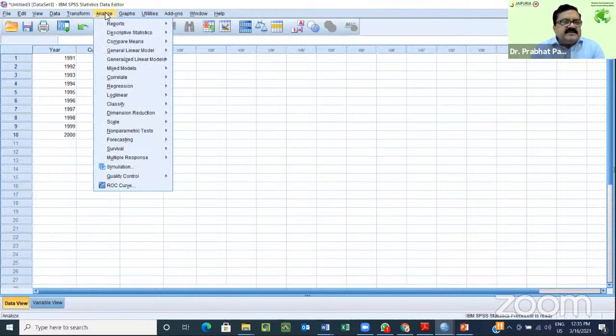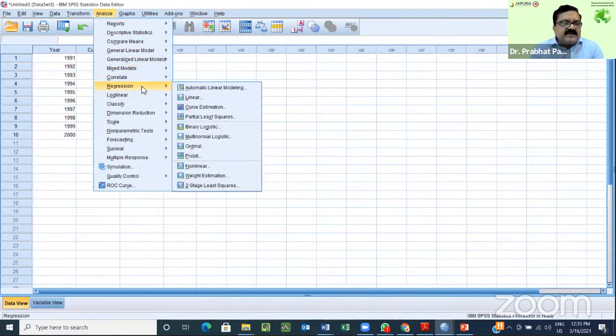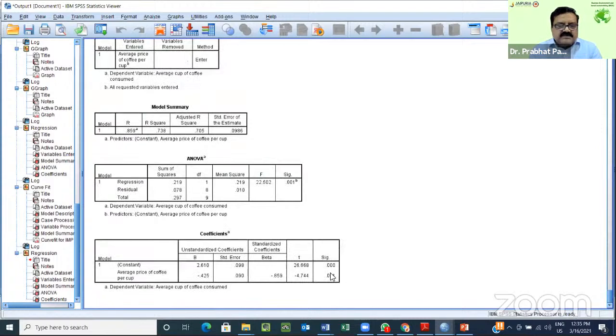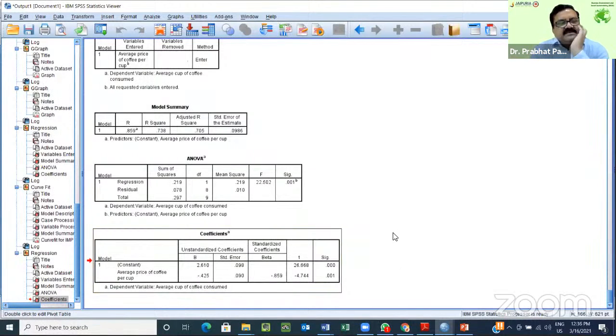Right, so we go to Analyze. There are two ways to do it. One is we go to Analyze, Regression, Linear Regression. It's a very simple regression that we want to calculate. Consumption of coffee depends on its price. So it's a very simple demand relationship that we look for. The constant, that is beta 0, is 2.610, and beta 1, the coefficient of average price per cup of coffee, is minus 0.425. The regression is in order, so we can use it.